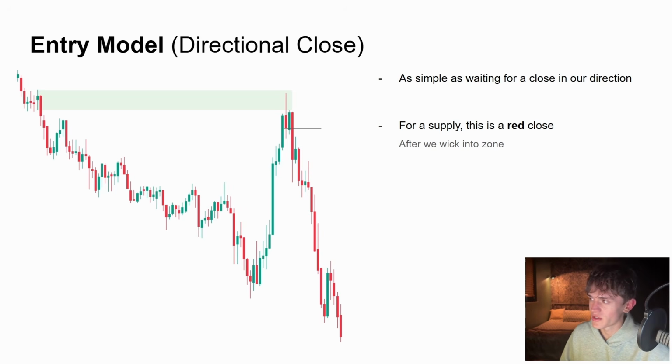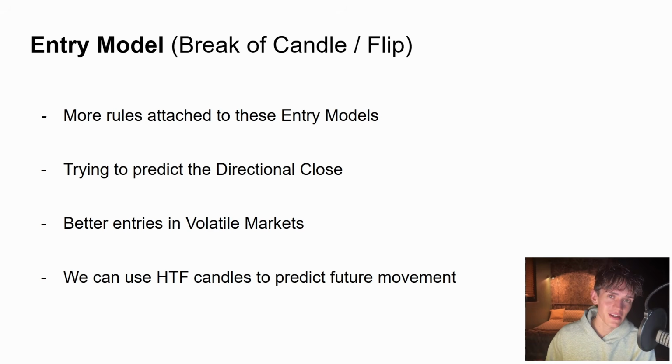Now let's move on to our more complex entry models. They're only going to be more complex because there are more rules attached to them. All these two are essentially going to be doing is trying to predict the directional close. This can lead to better entries in volatile markets, since we're not going to run off before we get our entry. And for flip entries, we can use different time frames to try and predict future movement.